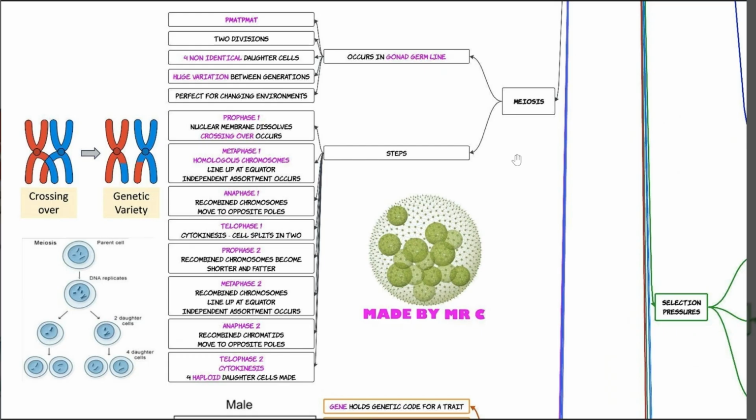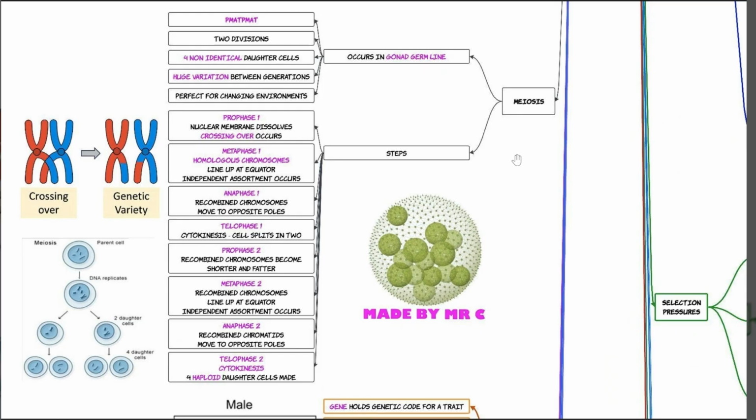The steps proceed as this. In interphase, the DNA is copied from a single-stranded into double-stranded. In prophase 1, the nuclear membrane dissolves and crossing over occurs. And we'll go through this later. In metaphase 1, the homologous chromosomes line up at the equator and independent assortment occurs. In anaphase 1, the recombined chromosomes move to opposite poles, and in telophase 1, the nuclear membrane forms at each pole. Then cytokinesis occurs, where the parental cell splits into two daughter cells.